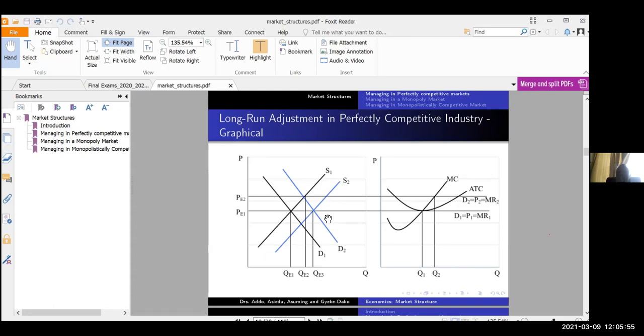So the new intersection point will now be D2, the new demand, with S2, the new supply, because more people are producing because of the higher profits. Okay. It's like there is a drought this season for tomato, there's no tomatoes in the market. People plant so much, the next season is bumper harvest. So supply increases, prices will fall when supply increases. So in the long run, if you are making profit in a perfectly competitive market, more firms will join, they'll produce more, prices will fall.